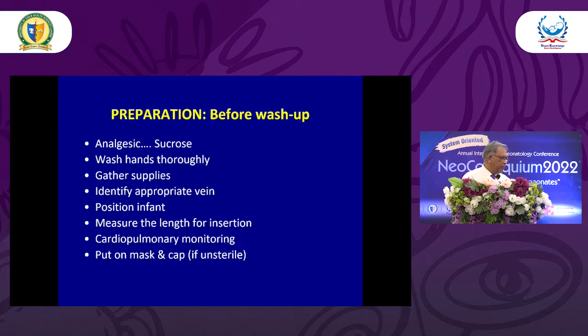Wash your hands thoroughly, gather supplies, and identify a proper vein before you put it in. It should be a straight vein, and it should be in good condition. A vein that has already been pricked before, it's highly unlikely that you will be able to put up a long line, even if you put a cannula in that vein. Positioning of the infant, we measure the length for insertion. If we are using an upper limb, the length is measured from the site of insertion. I will show you in the next couple of slides. Cardiopulmonary monitoring is done, and mask.